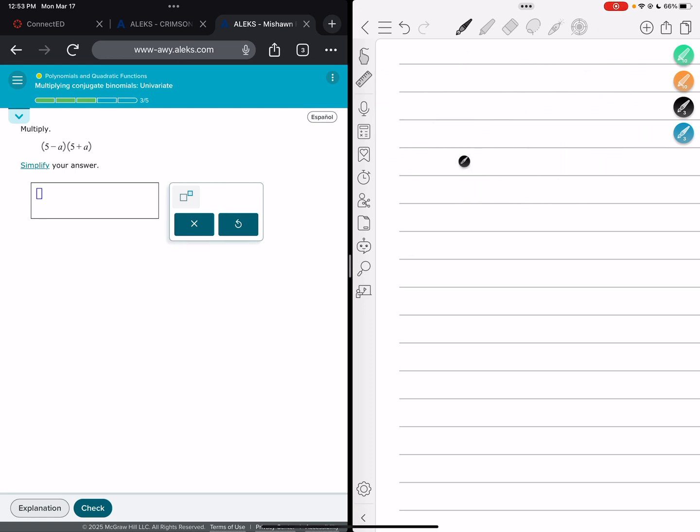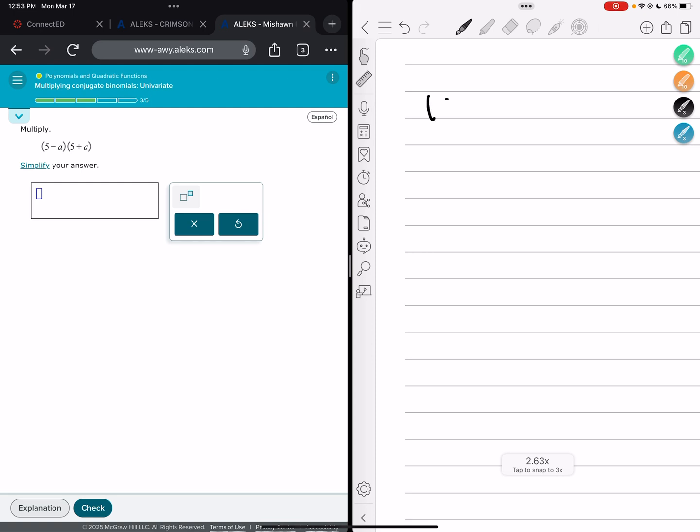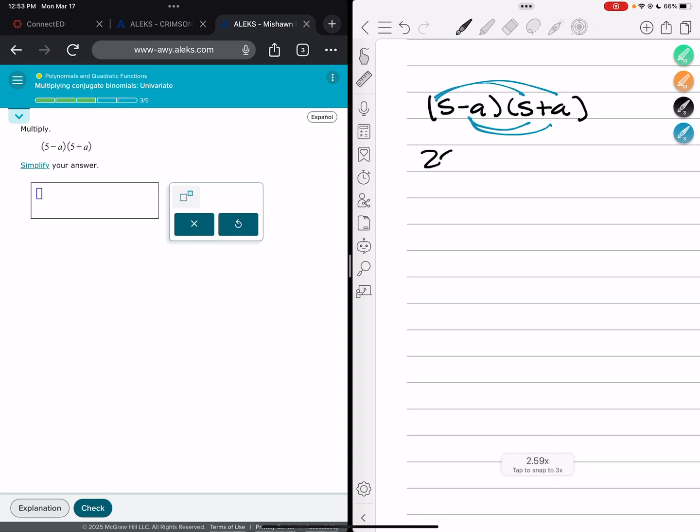Okay. So looking at this one last time, if we notice every single time the middle piece should just cancel out, so we can go ahead and do this again. So I have 5 minus a times 5 plus a. When I do that, I go 5 times 5 and then 5 times a, negative a times 5, negative a times a. 5 times 5 becomes 25.